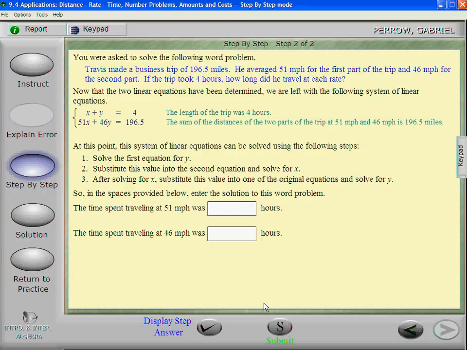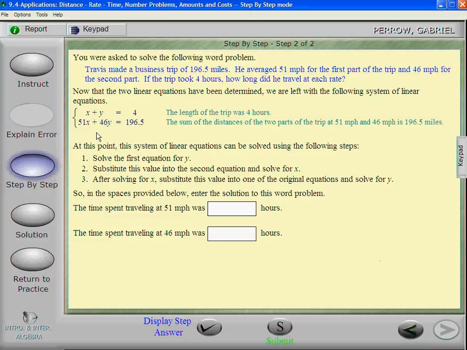Okay, so I just did a few hen scratches there, and realized that if I multiply the top equation by negative 46, that will cancel out everything in the middle column. It will give me a total of 5x in this first column, and on the other side negative 184 plus 196.5, which gives you 12.5 as a sum.